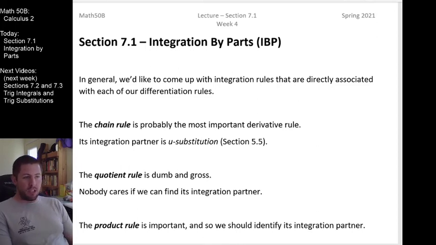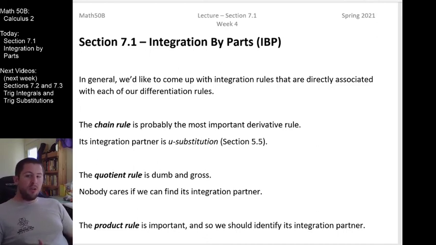So we're going to come back now in chapter 7 to say we want to really buff out our integration knowledge here. There's still lots of rules that we don't know the partner of, derivative rules that we don't know the inverse partner of. We really haven't talked about trig functions at all this semester. There's a whole mess of trig stuff we're going to talk about next week. It's all trig next week.